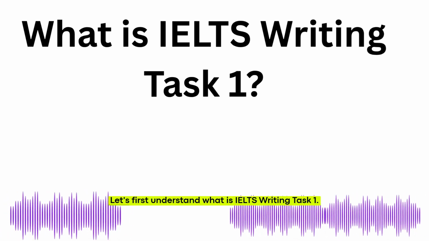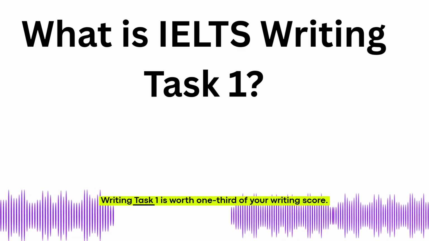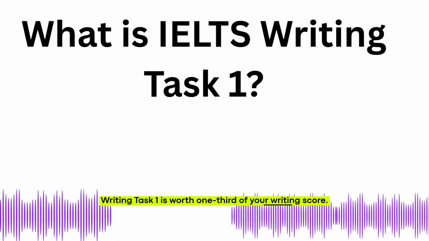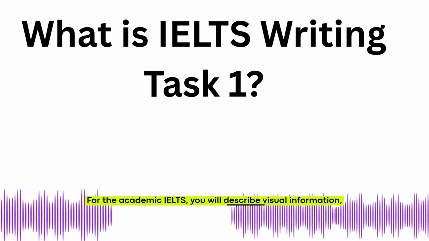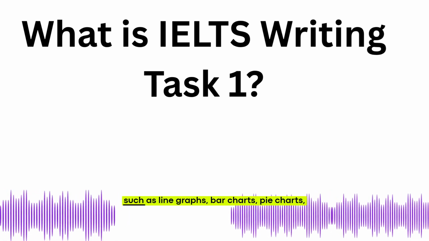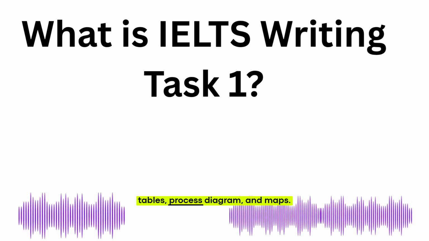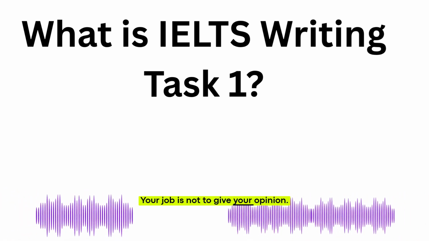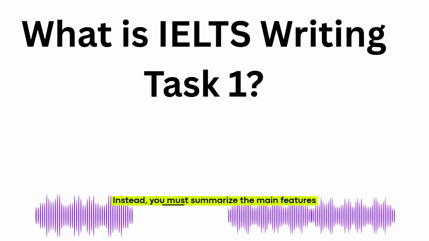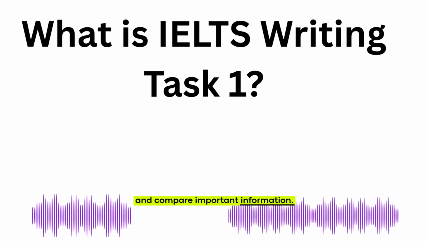Let's begin. Let's first understand what is IELTS writing task 1. Writing task 1 is worth one third of your writing score. You have 20 minutes to write at least 150 words. For the academic IELTS, you will describe visual information such as line graphs, bar charts, pie charts, tables, process diagrams, and maps. Your job is not to give your opinion. Instead, you must summarize the main features and compare important information.